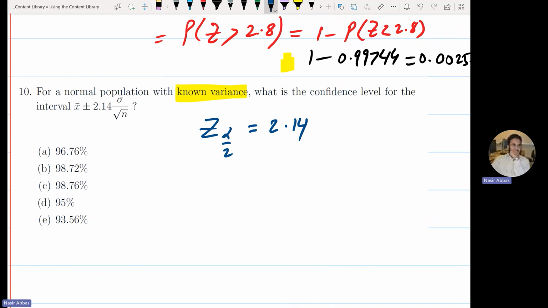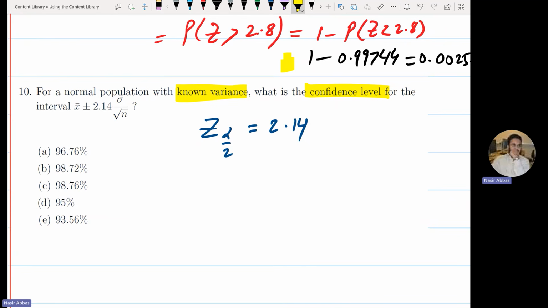And you are asked to find what? Again, a very important point. Significance level or confidence level? Which is alpha or 1 minus alpha? 1 minus alpha. So remember at the end, if you find alpha, take 1 minus alpha before getting to the final answer.